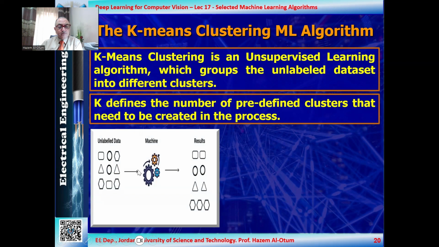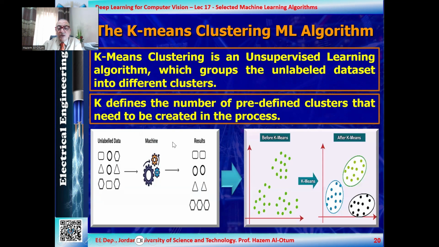Here we have unlabeled data. We have circles, triangles, etc., and want to classify them into groups or clusters according to the k-means procedure to be applied. Here we have the data in green color. All the data is given. We try to use the k-means algorithm. It's clear that very nice clusters can be obtained using k equals 3.